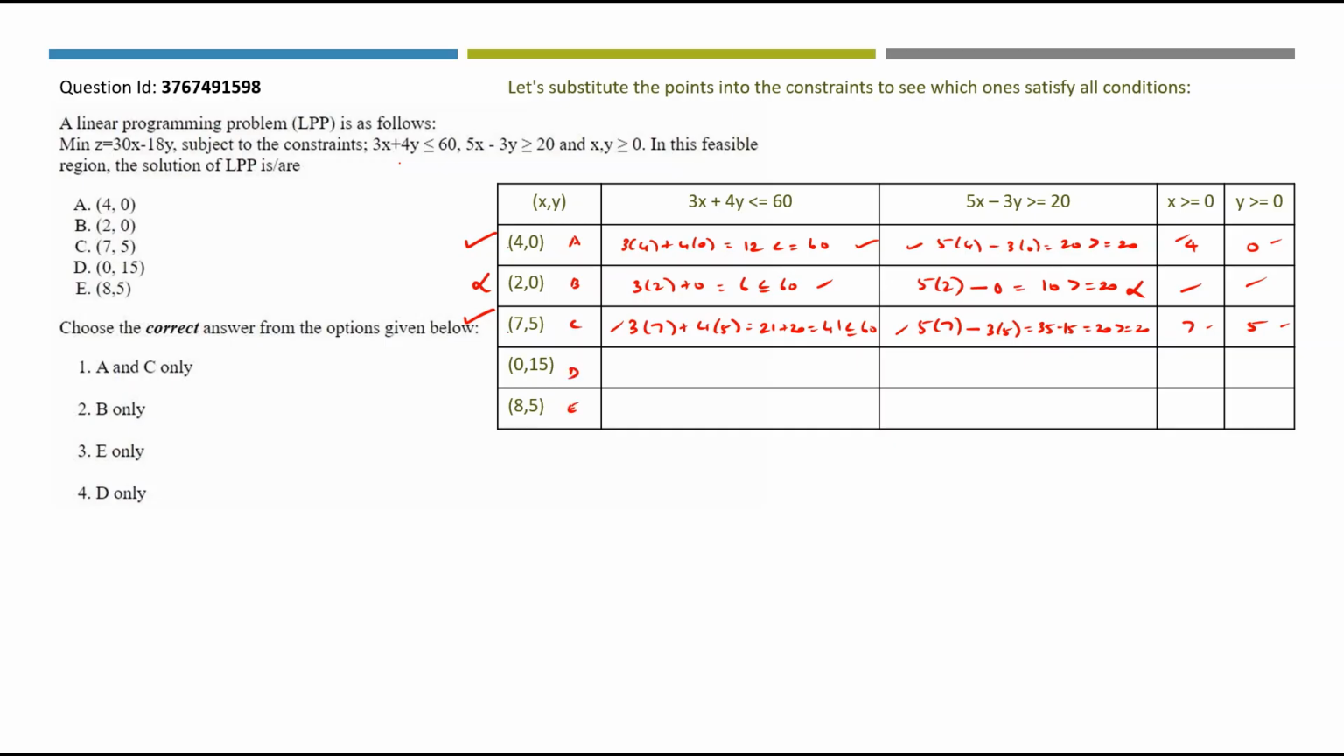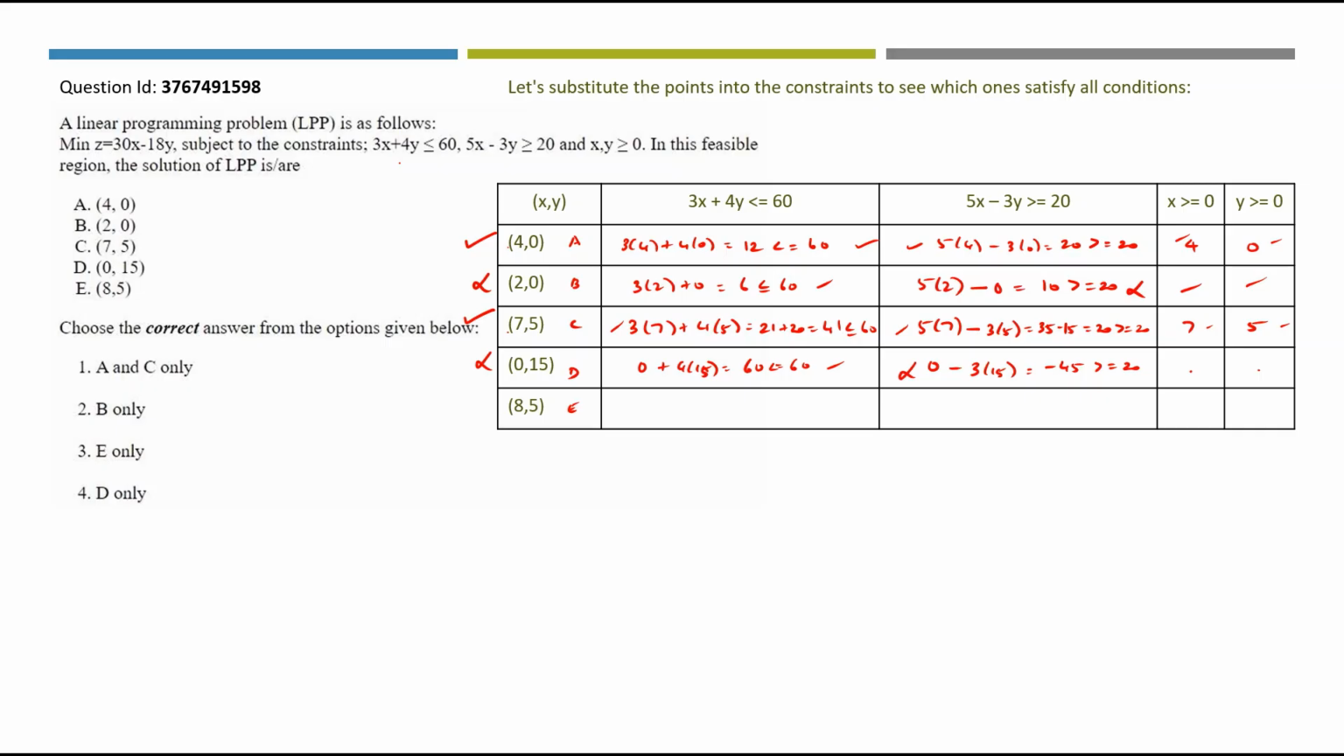What about 0, 15? This will be 0 plus 4 into 15. This will be 60 equal to 60. So this is satisfying because we have less than or equal to here. What about 0 minus 3 into 15? This will be minus 45 greater than or equal to 20. Here the condition is failing. So from here itself we can move away.